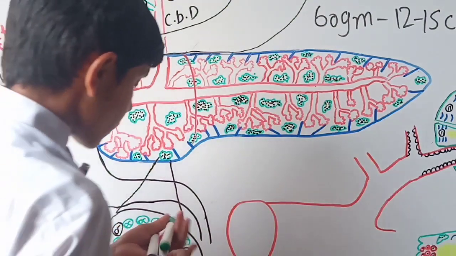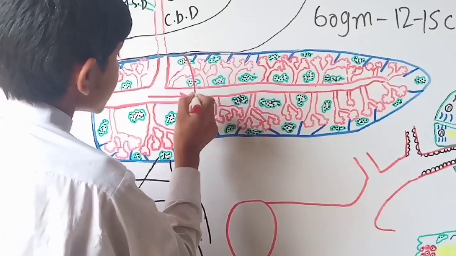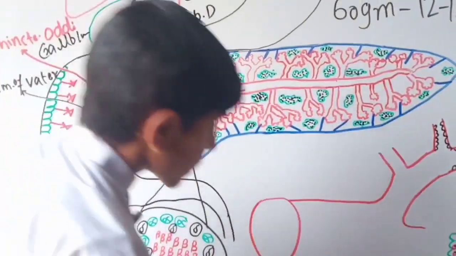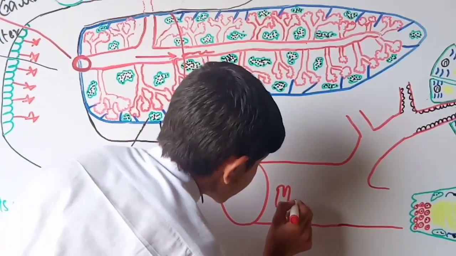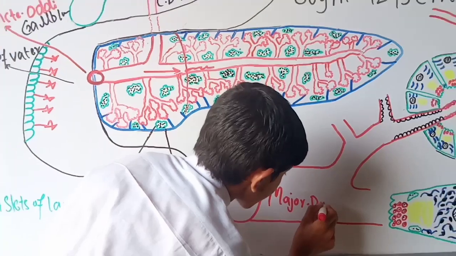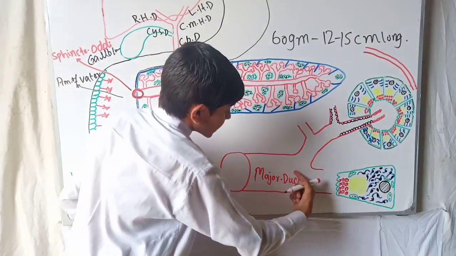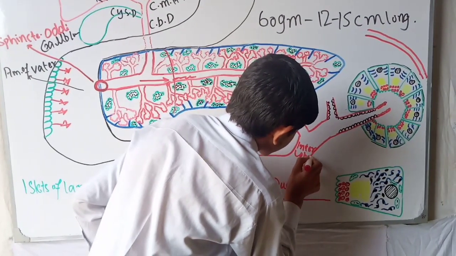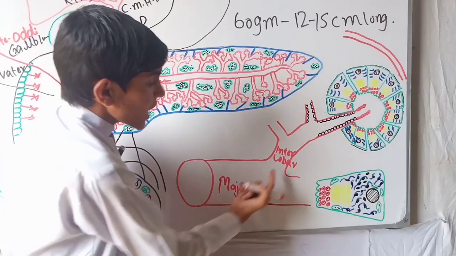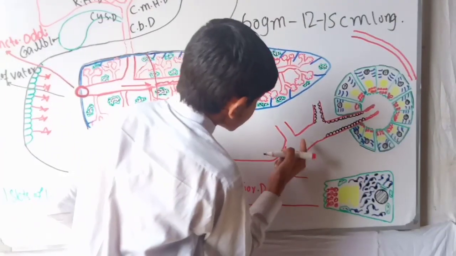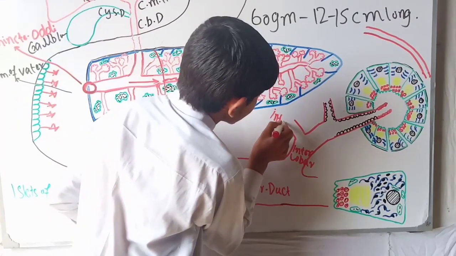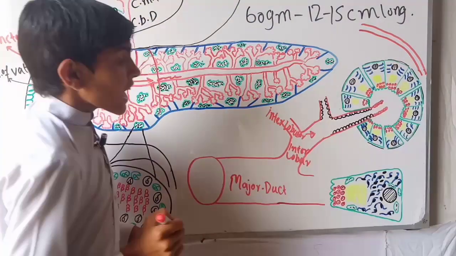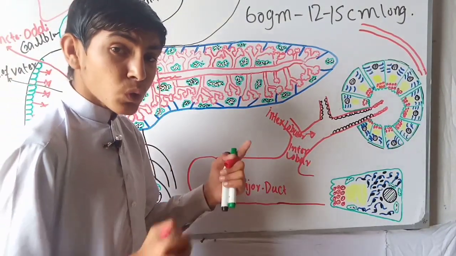So, okay, this is the major pancreatic duct, and then it enters into the interlobar duct. This is called the major pancreatic duct. The major pancreatic duct then enters into the interlobar duct. This interlobar duct then enters into the lobule, and this is also a lobule. This is called the interlobular duct, this is also an interlobular duct, and then the interlobular duct drains into the intercalated duct.